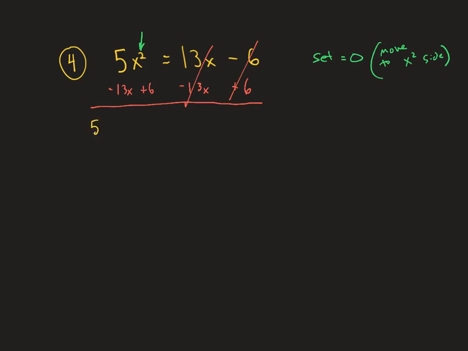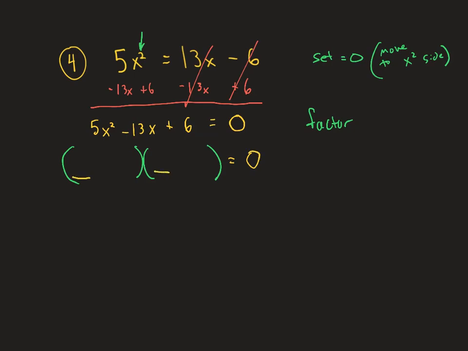So on the left, we've got 5x squared minus 13x plus 6 equals, on the right, everything canceled out, so we've just got 0 there. And then just like on the last problem, once you've set it equal to 0, we want to factor this. We've got a trinomial on the left. It's going to factor into 2 parentheses.